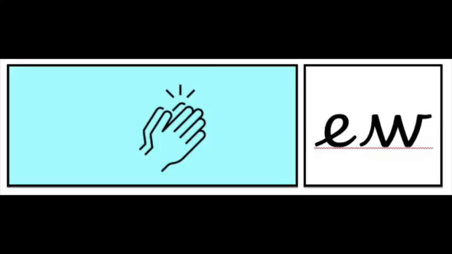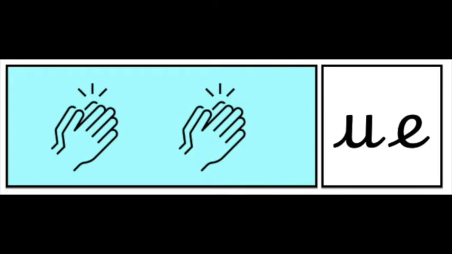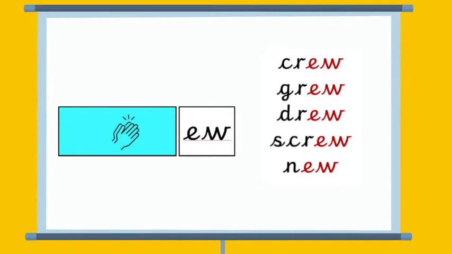For example, words ending with an EW tend to be one-syllable words like chew, flew, and stew. Words which tend to have a UE ending instead of an EW tend to be words with two syllables like argue, continue, and rescue. Here are some more one-syllable words with EW endings. Words like crew, grew, drew, screw, and new.